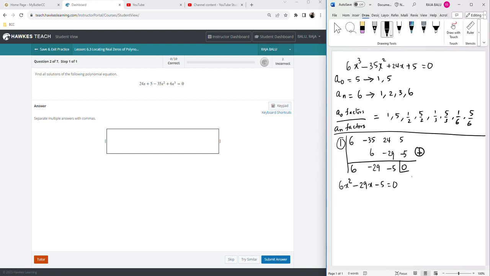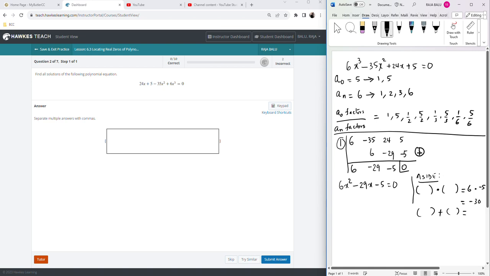So this is essentially a factoring problem, which we have done some time before. I go to the side and do the calculation. I need two numbers. Number 1 times number 2 will give me 6 times negative 5, which is negative 30. I write 6 times negative 5 first, so this is equal to negative 30. And then I add the two numbers, exactly the same thing as up above. I should get negative 29.